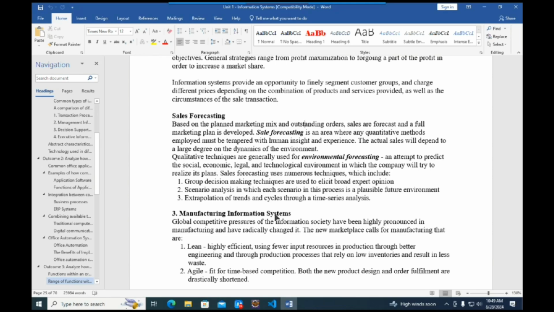Then we have sales forecasting. Of course, it's the prediction of sales. So it is an area where we are using some quantitative methods to temper with insight and experience.